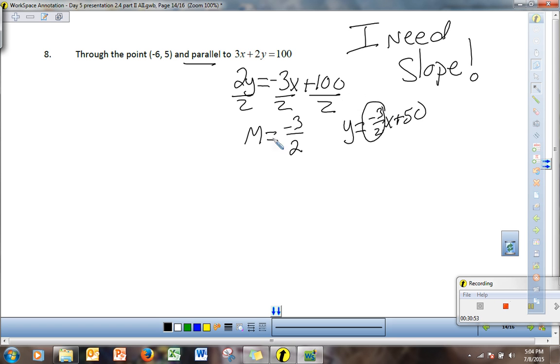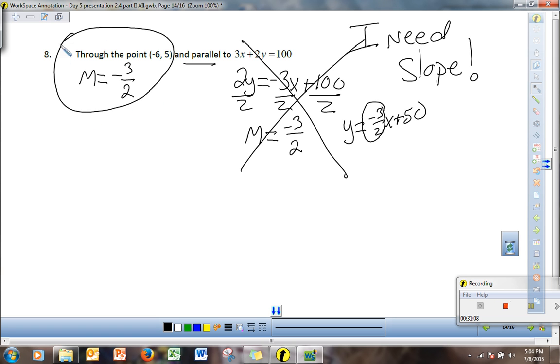So now, throw this away and come over here and say, the slope I need to work with is negative 3/2. The slope I need to work with is negative 3/2. And do the same thing that we just did using that information right there. So here goes. I've got y minus 5 equal negative 3/2 times x minus negative 6. So that's really plus 6.